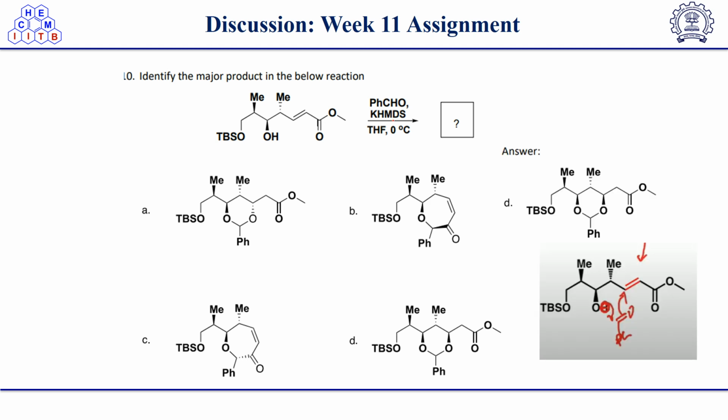So here the correct answer is option D, and this is what is happening upon treatment with KHMDS. This alcohol proton will get deprotonated, creating this O minus, which will go and attack the carbonyl carbon of benzaldehyde. Then an O minus will be created, which will go and attack this particular double bond at this position, and this will be quenched with a proton. So the correct answer will be option D.